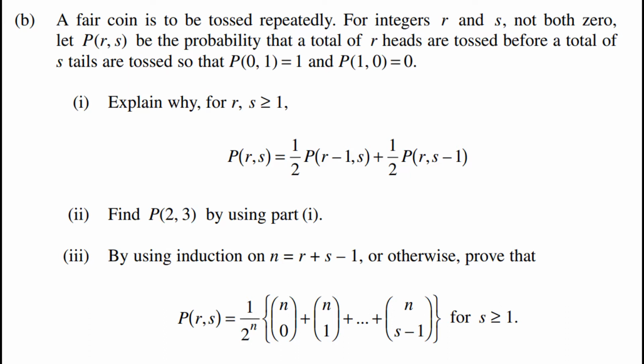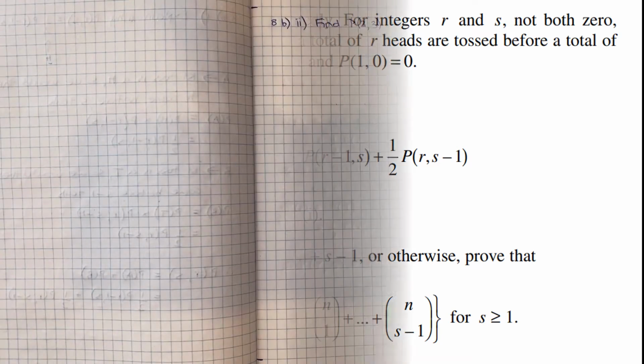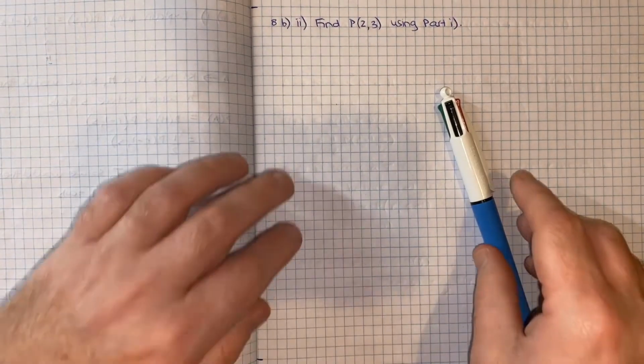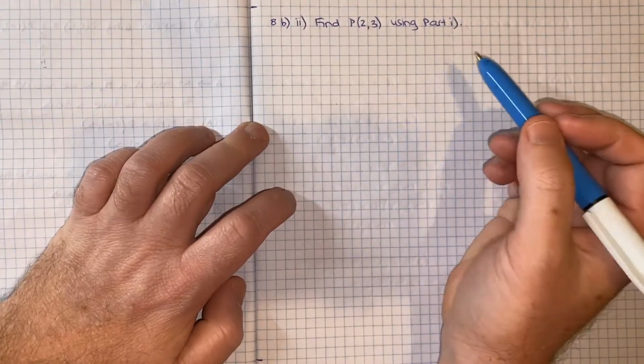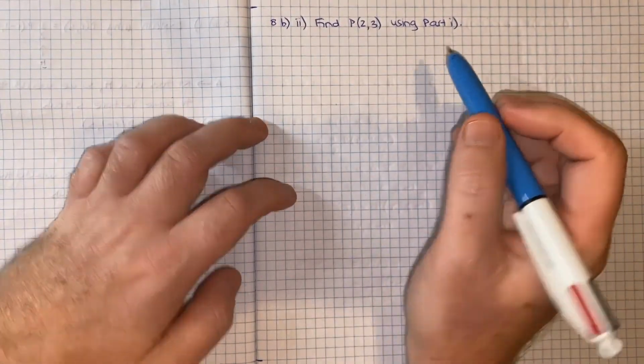Part 2 simply asks us to find the value of probability of 2, 3, or in other words, the probability of getting a total of 2 heads being tossed before 3 tails, and we're told use part 1. Alright, so this is what we need to do. Naturally, we should probably go and get part 1.